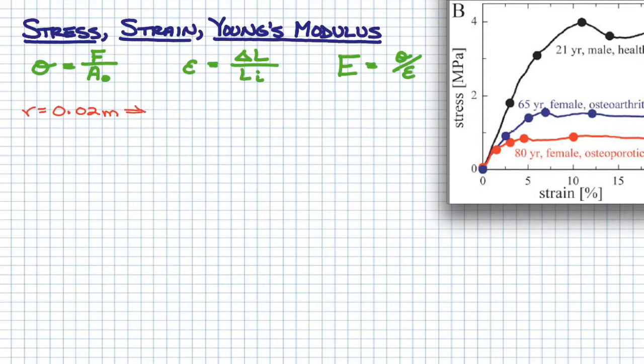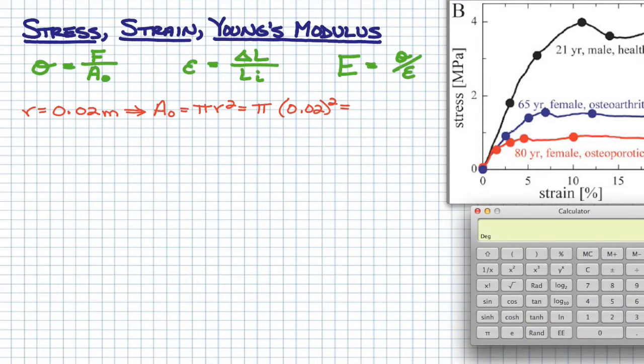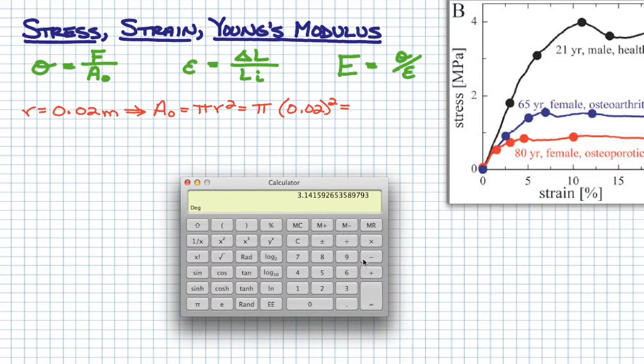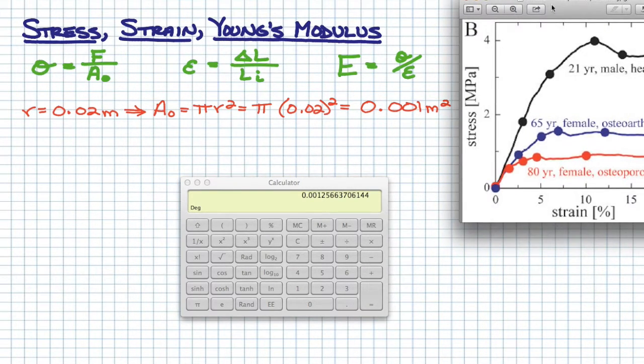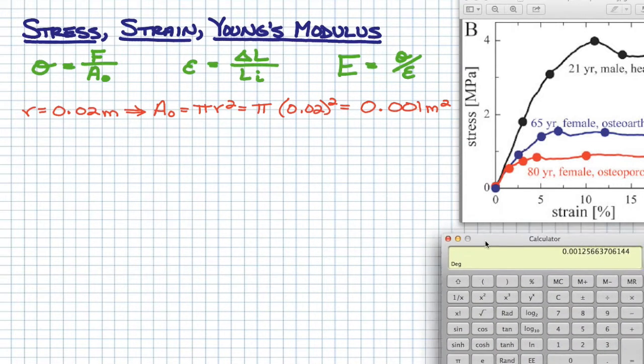meters, which therefore allows us to calculate our cross-sectional area, which hopefully we remember is pi r squared. So pi times our radius, square that, and if we plug that into our calculator, pi times our radius squared should give us 0.001 square meters. So now we have our cross-sectional area.